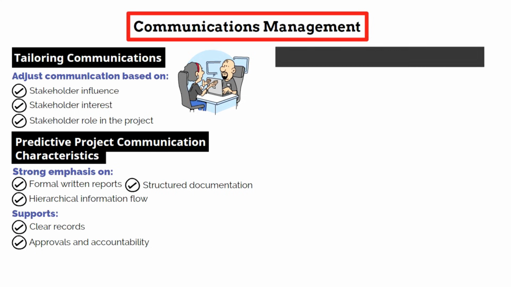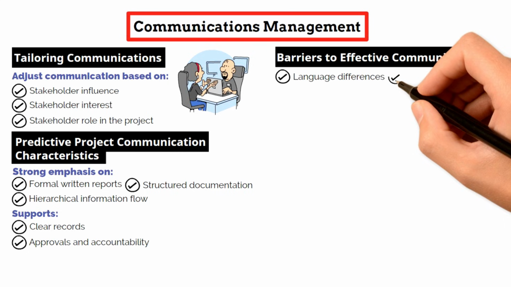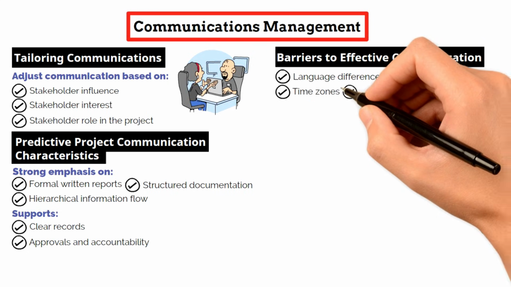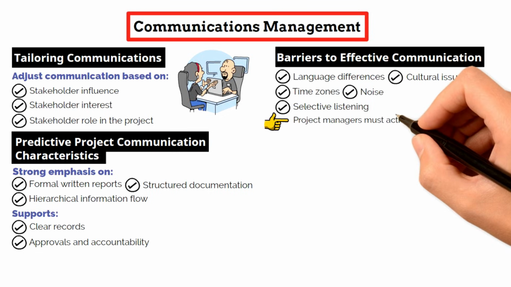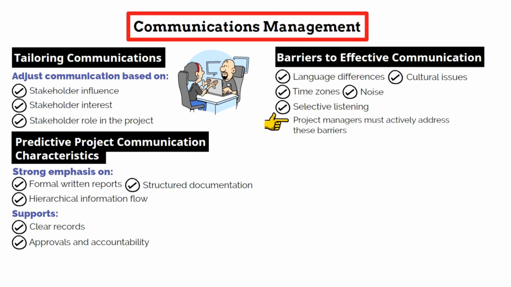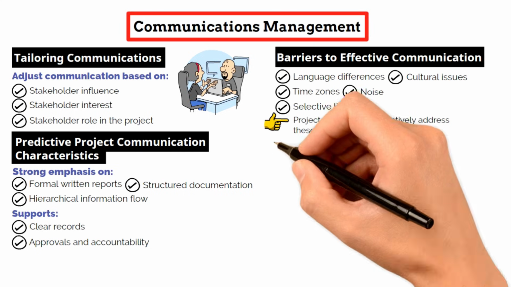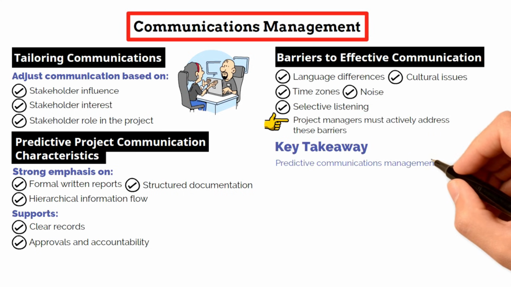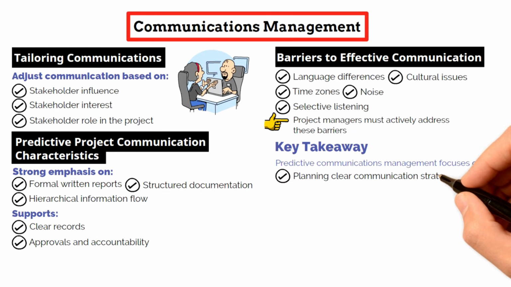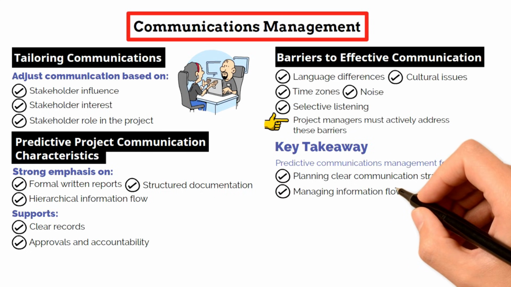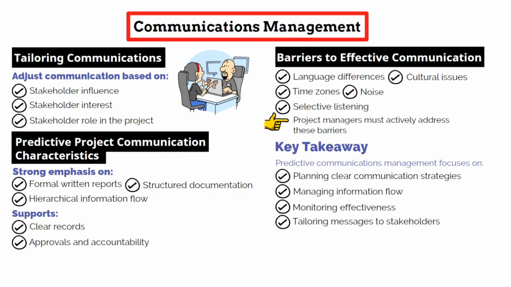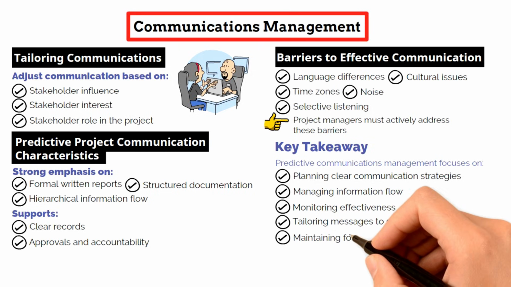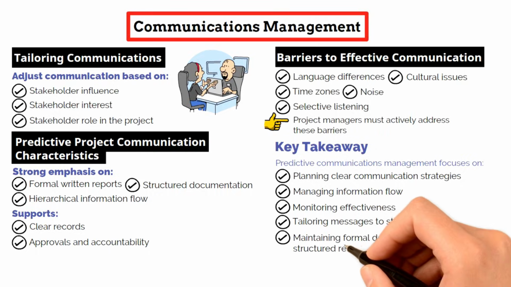Finally, be aware of common barriers to effective communication, such as language differences, cultural issues, time zones, noise, or selective listening. Project managers must actively work to overcome these barriers to ensure clarity and alignment. So, predictive communications management is about planning clear communication strategies, managing the flow of information, monitoring effectiveness, and tailoring messages to stakeholders, while emphasizing formal documentation and structured reporting.